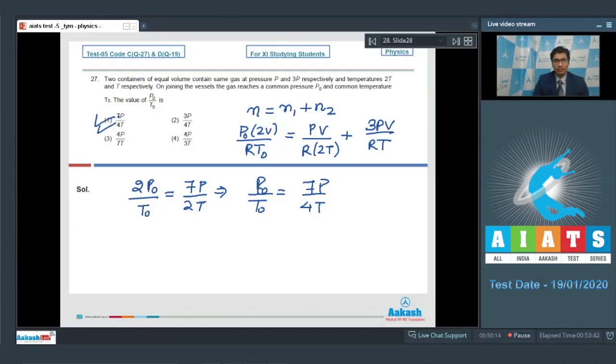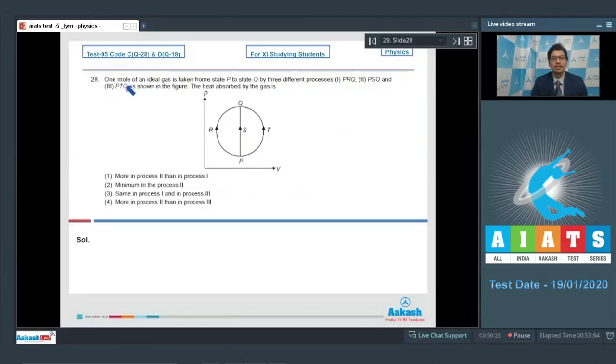Now let us proceed to question number 28. Question number 28 says, 1 mole of an ideal gas is taken from state P to state Q by 3 different processes, that is PRQ, PSQ and PTQ, as shown in the figure. The heat absorbed by the gas is. We have to find out, as per the given options, that option number 1 says more in process 2 than in process 1. Option 2 says the minimum in process 2. Option 3 says same in process 1 and process 3. Option 4 says more in process 2 than in process 3.